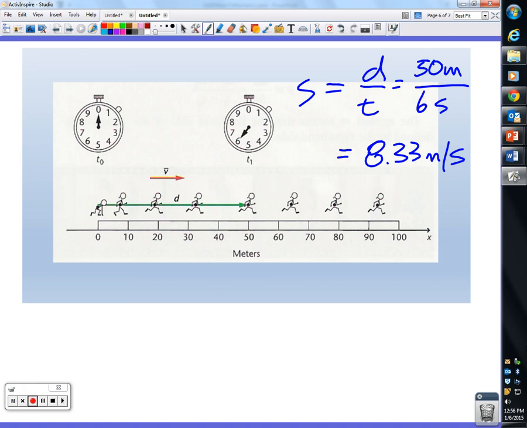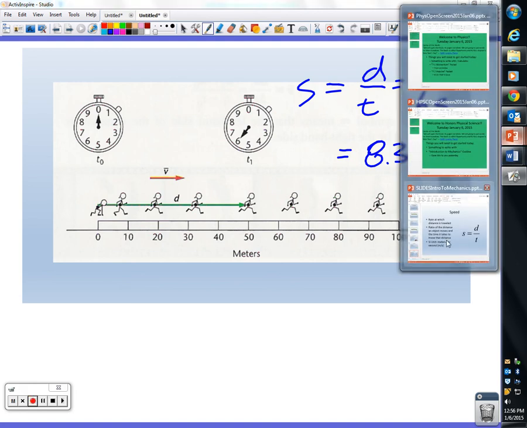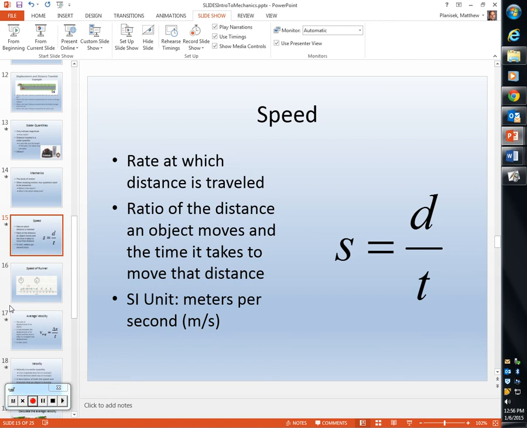Are we good with this calculation of speed? Yes, sir. Okay. Now, speed is our next example of a scalar quantity. It's only telling us how fast something is going. That's the magnitude part. In this case, the magnitude is not how far, but how fast.